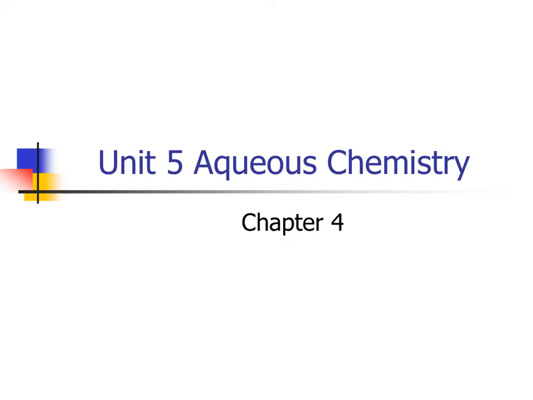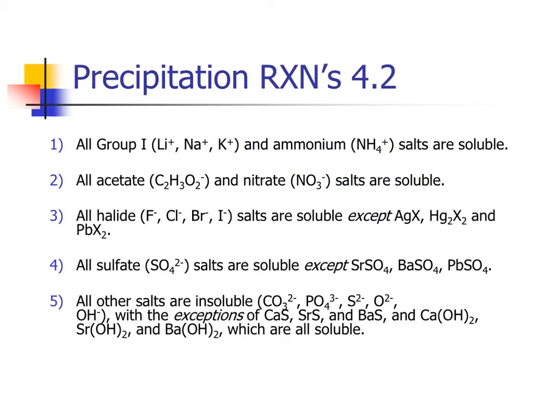Here's the next topic, and that is net ionic equations in Unit 5, Aqueous Chemistry. Again, we do need to be reminded of these precipitation reactions, and which ones are going to be soluble and which ones are not going to be soluble, because that's going to be important when we talk about net ionic equations. So the rules, how we have them written, are going to be very important when we start breaking up some of these things.